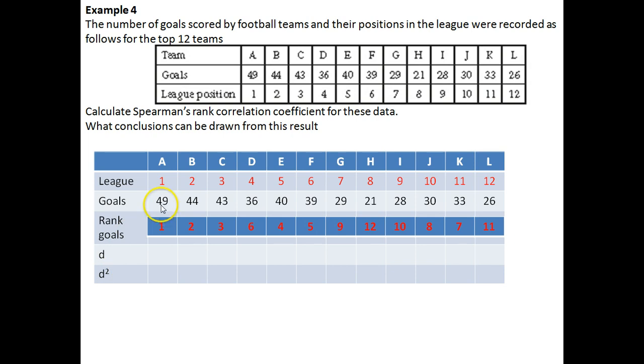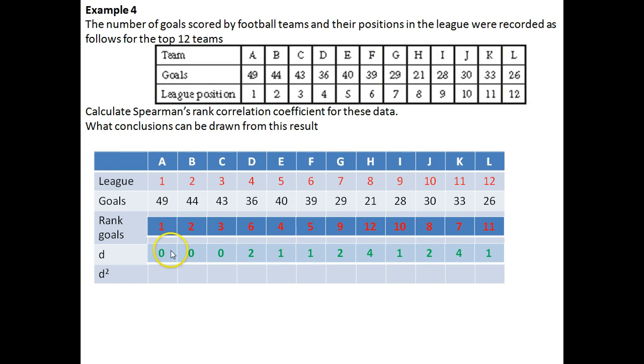So there's the first one, there's the second one, there's the third one, the fourth is this one, the fifth is this one, and so on. So I've ranked the goals. Take the league and the goals away from each other, and I've ignored minuses because I'm squaring anyway. So take them away from each other.